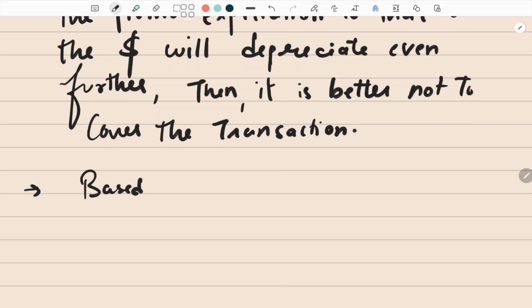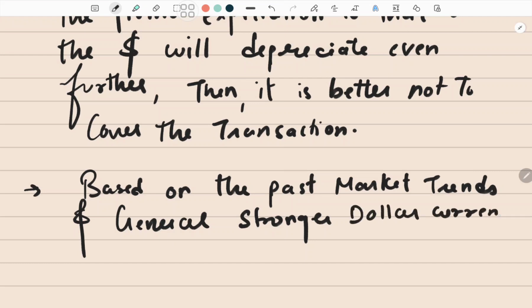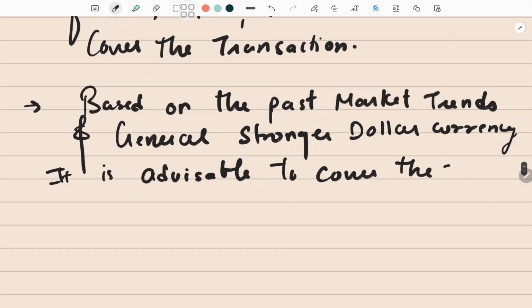So based on the past market trends and the generally stronger dollar currency, it is advisable to cover the transaction. And when you cover the transaction, when you enter into the hedge transaction, hedge and cover both are the same, you are basically fixing that particular amount.